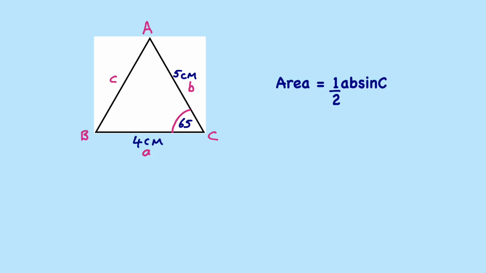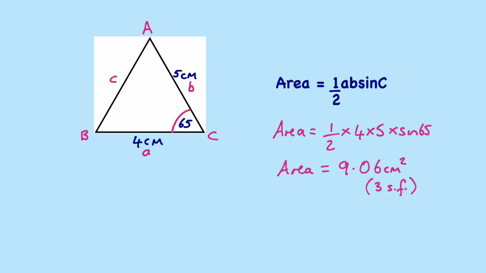So let's go back to the beginning. So we have the area equals half AB sine C, and all we do is we substitute in our values. So we've got our two sides we know and our included angle. We put it into the calculator and we get 9.06 centimetres squared to 3 significant figures.